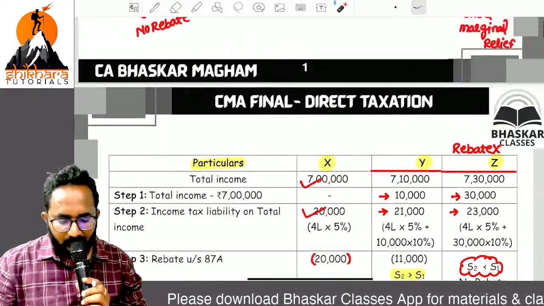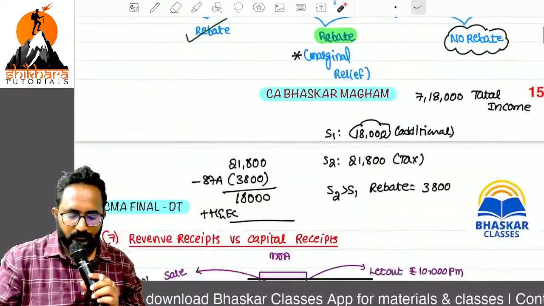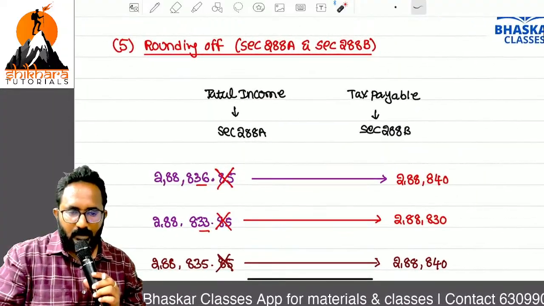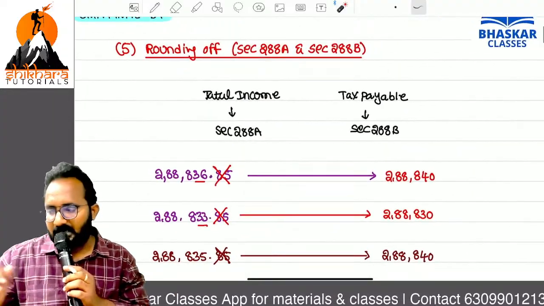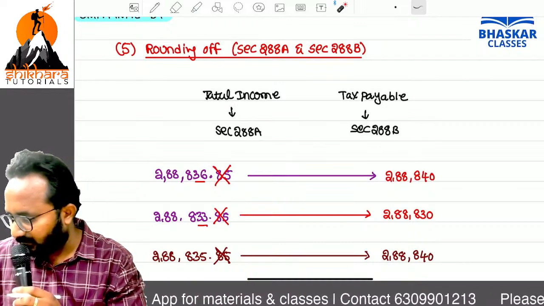Question number 3 also clear. Online, if you have any doubts regarding the rebate concept, please let me know. Otherwise, we can proceed with the next concept.